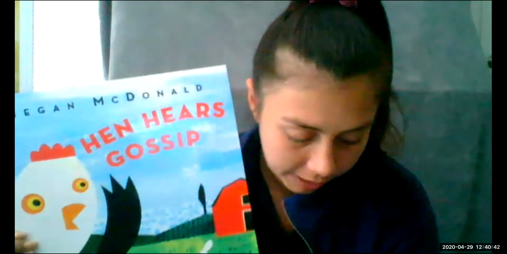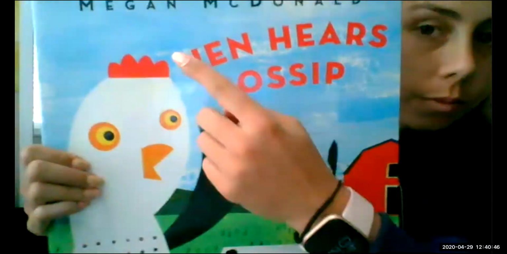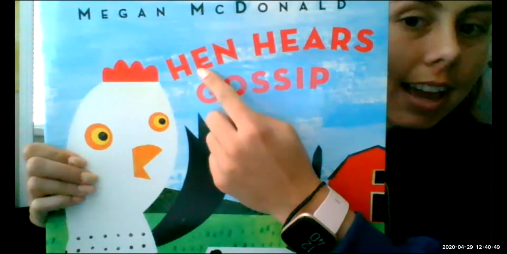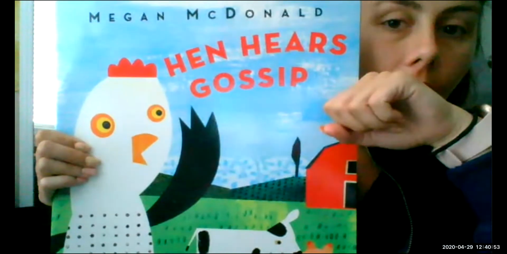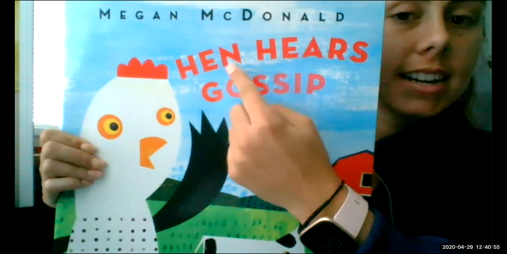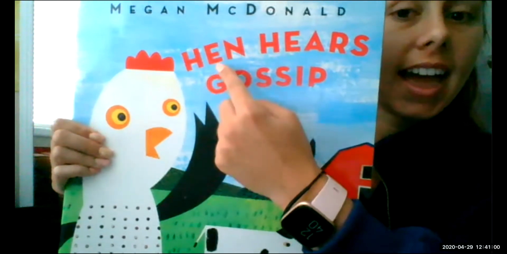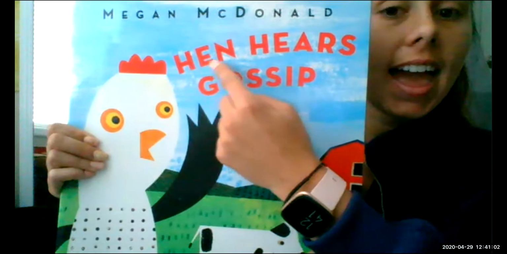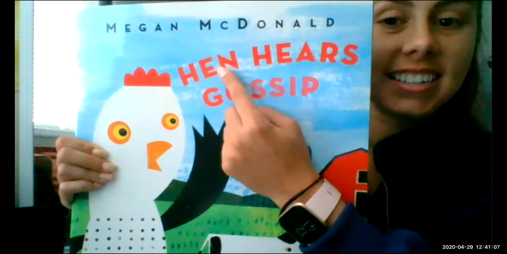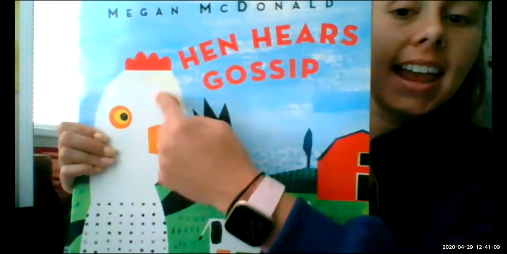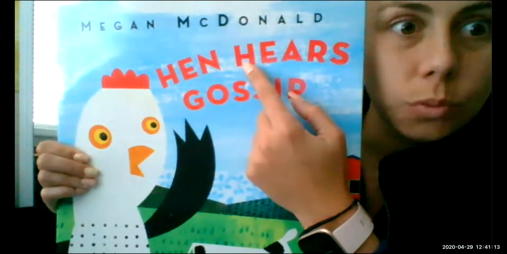Let's take a closer look at this title. What letters do you see? Think about the sounds that each of these letters make. Eh, mm. Hen. Our first word in our title is hen. This is a hen. Hen. Let's look at the next word.